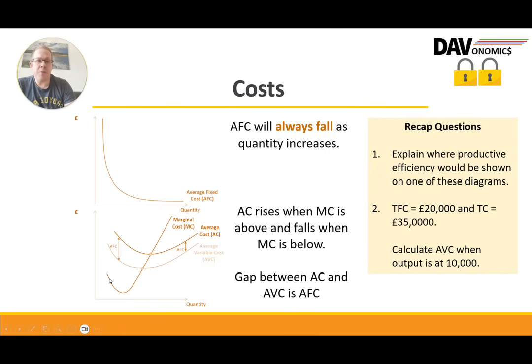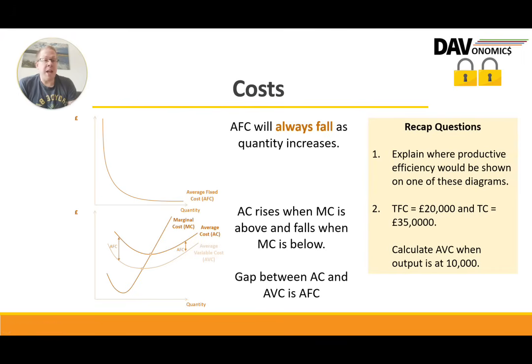So in a situation where the marginal cost of, say, producing a car is very low compared to the average, it's going to drag that average down. But say if it's £2,000 to produce a car, and the next one costs you £3,000, it's going to drag the average up. So you get this U shape in relation to the marginal cost. When it's below, it drags the average down. When it's above, it drags it up, and therefore you get this U shape happening.